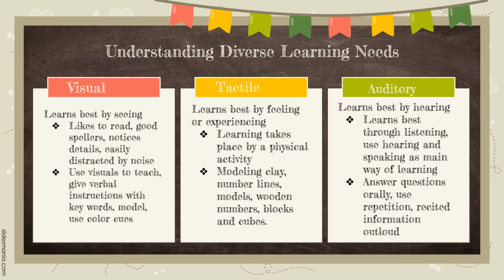Understanding diverse learning needs. So for visual, they learn the best by seeing. So they tend to like reading, are good spellers, notice details easily, and are distracted by noise. They like to use visuals to teach, give verbal instruction with keywords, models, and color cues.